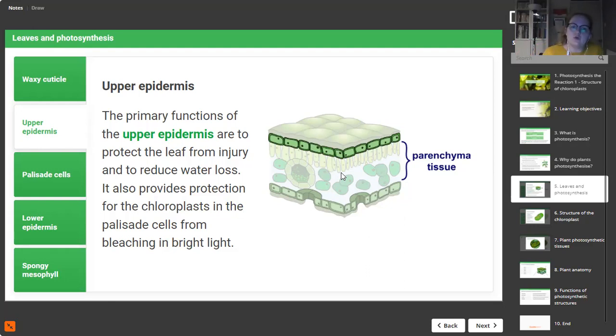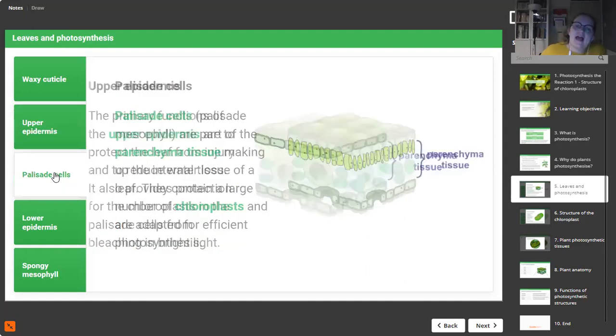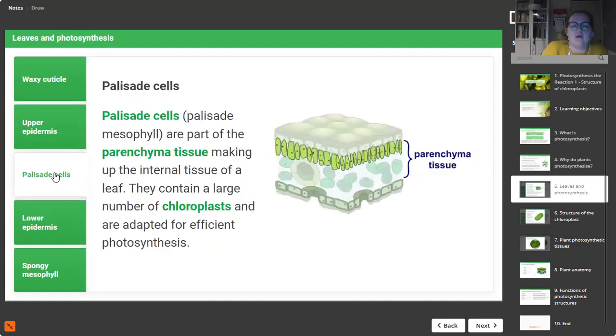So we've got the waxy cuticle, the upper epidermis, and then the palisade cells. In some textbooks they are referred to as palisade mesophyll. Either is fine. These are part of the parenchyma tissue. The parenchyma tissue is made up of the palisade cells and the spongy mesophyll, and these make up the internal tissue of the leaf.